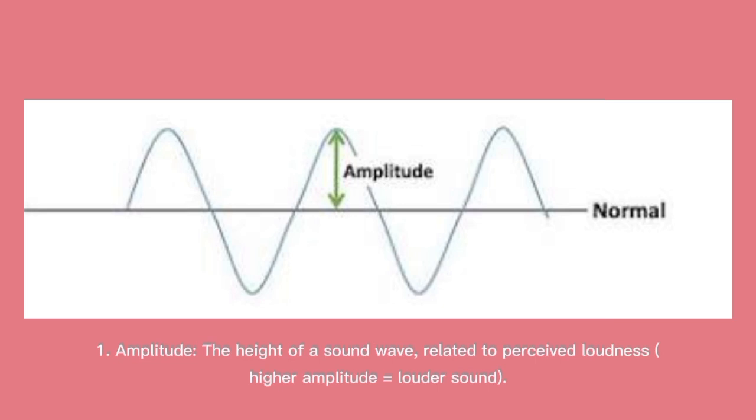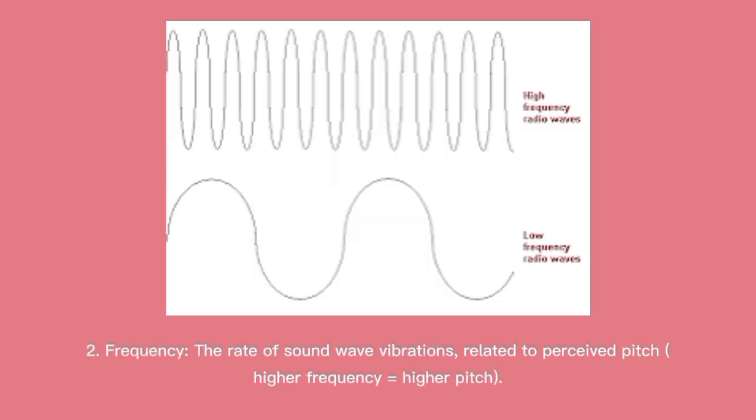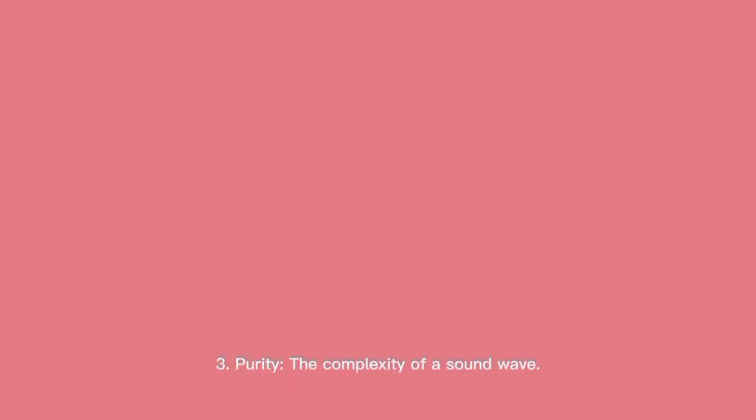The physics of sound and hearing. 1. Amplitude. The height of a sound wave, related to perceived loudness. Higher amplitude equals louder sound. 2. Frequency. The rate of sound wave vibrations, related to perceived pitch. Higher frequency equals higher pitch. 3. Purity. The complexity of a sound wave.